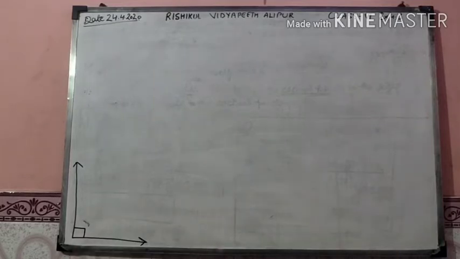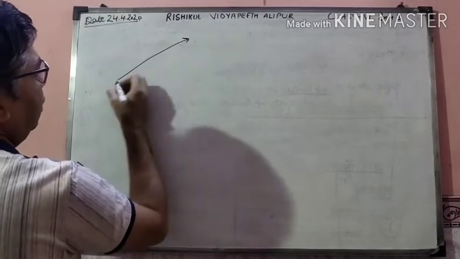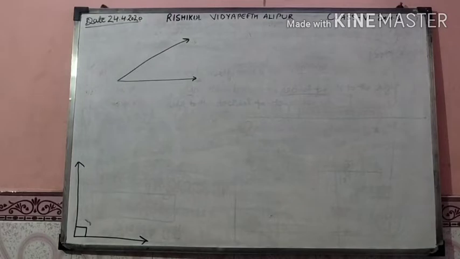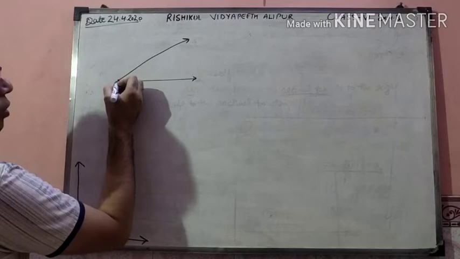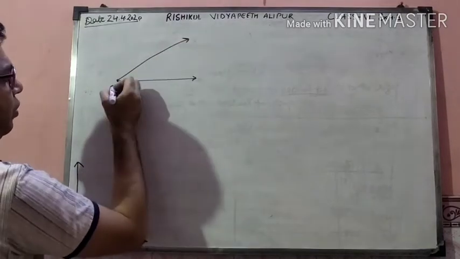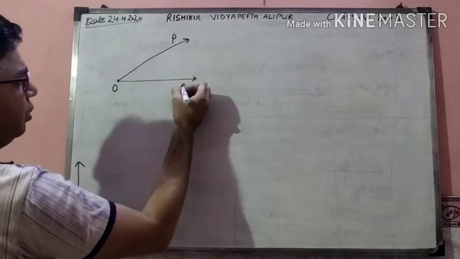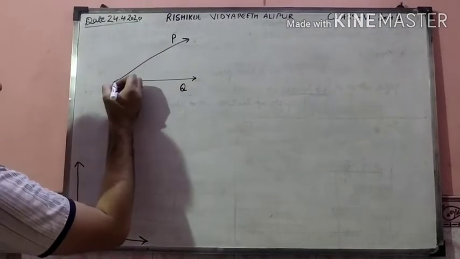An angle is made up of two rays starting from a common initial point. What is an angle? An angle is made up of two rays starting from an initial point. This is called an angle.